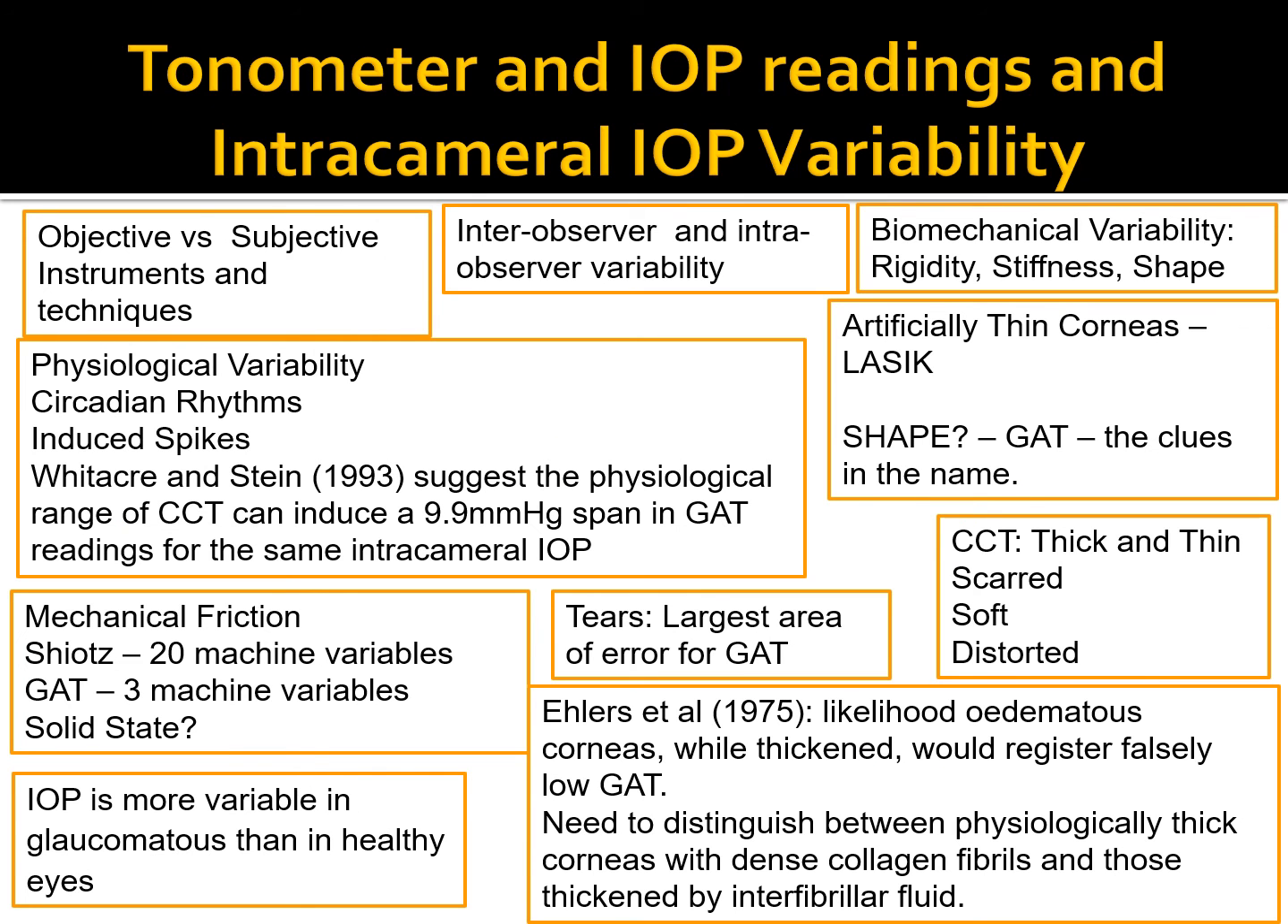We already all know that there's a huge number of things that do cause variability in all tonometry measurements. Some are objective, some are subjective. Instrument techniques, physiological variability, circadian rhythms induce spikes. Whitaker and Steen suggest a CCT can induce a 9.9 millimeter of mercury span in GAT for the same intracameral IOP. There's mechanical friction. One of the great things about GAT was the fact that it reduced machine variables from 20 in the Schiøtz down to 3. So that was a great thing.